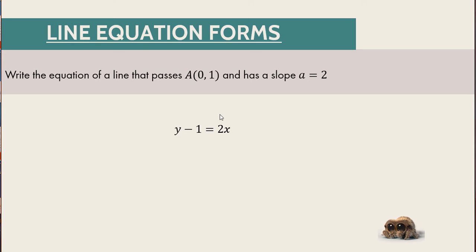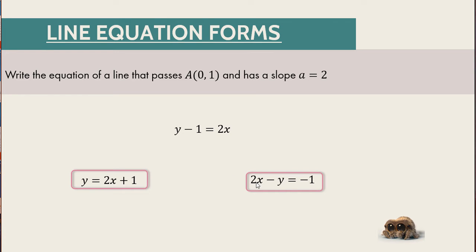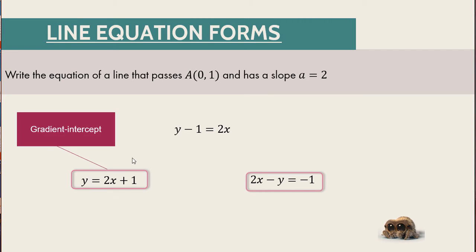Here is the equation from the previous slide. y minus 1 equals 2x. And we can rearrange the terms to make this y equals 2x plus 1. Or we can rearrange the terms to make 2x minus y equals negative 1. This is called the gradient intercept form because in this form of the equation, we can see immediately the gradient of the line, which is 2 here.